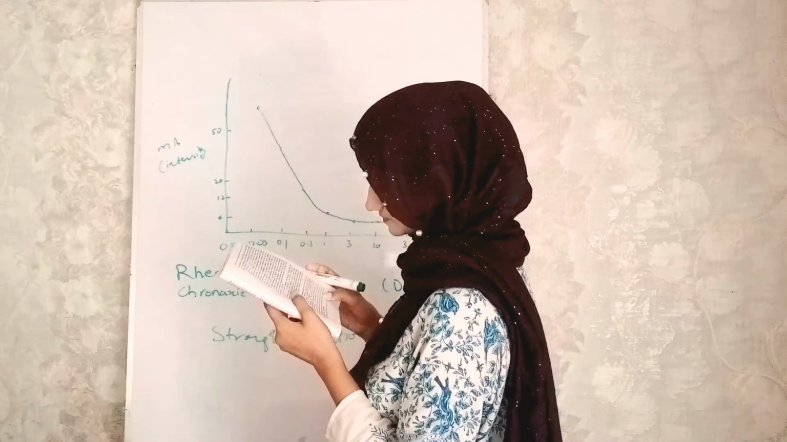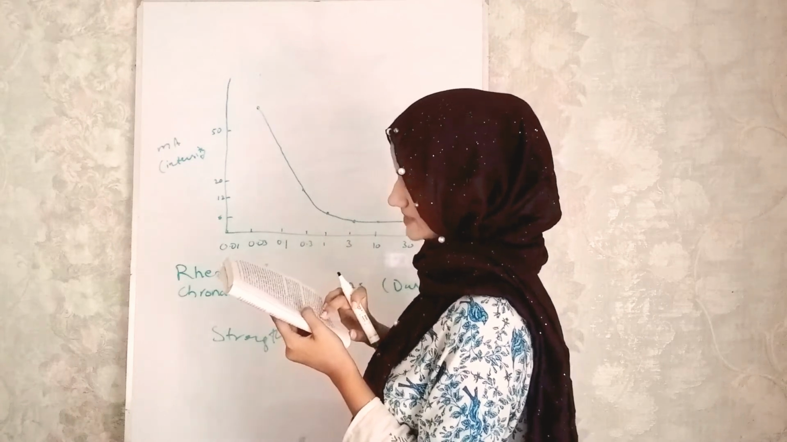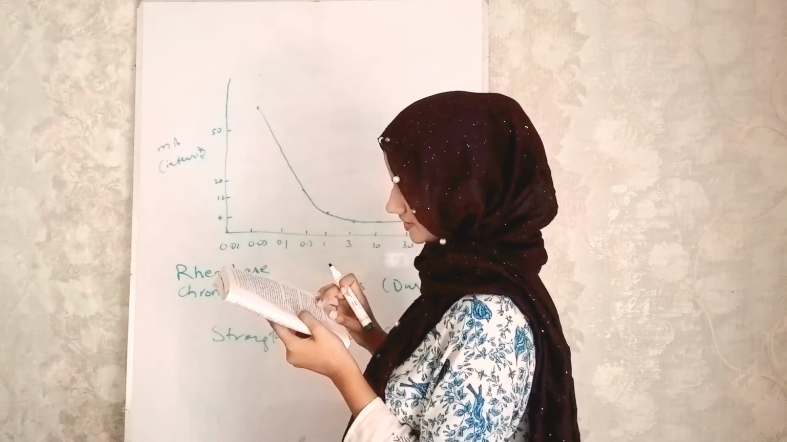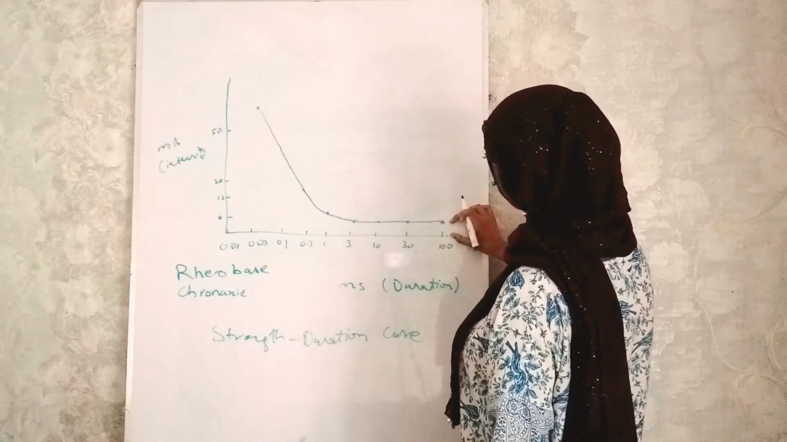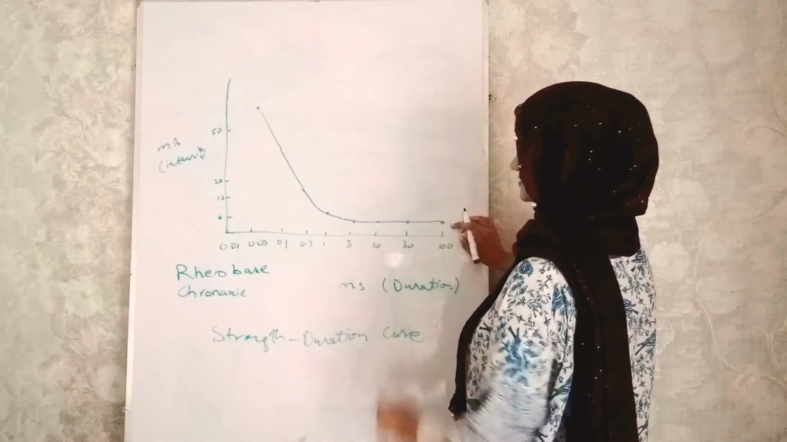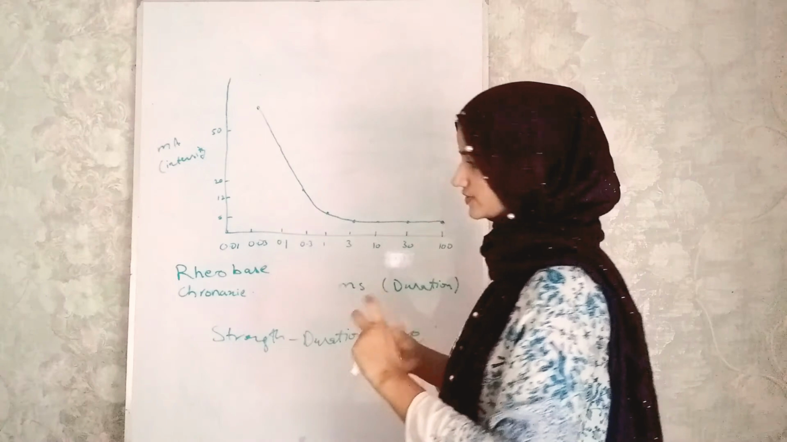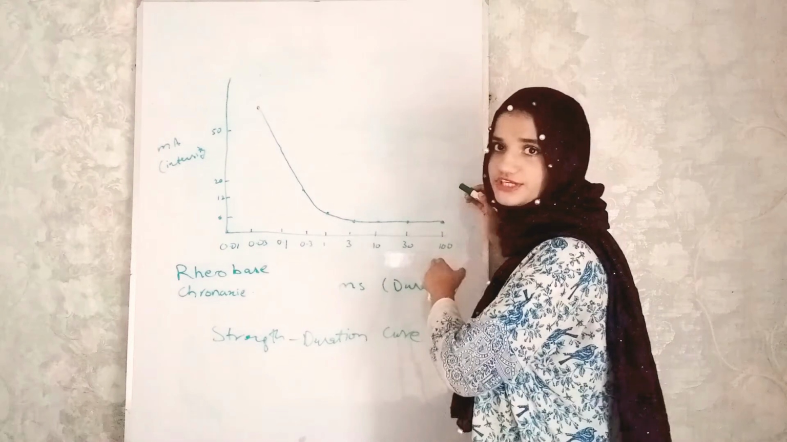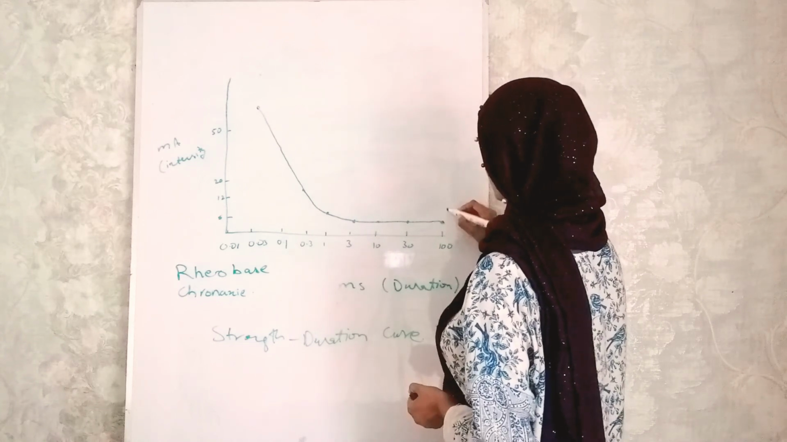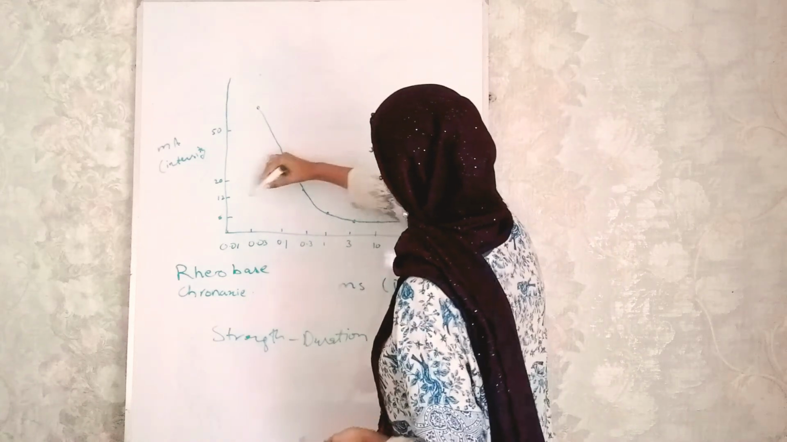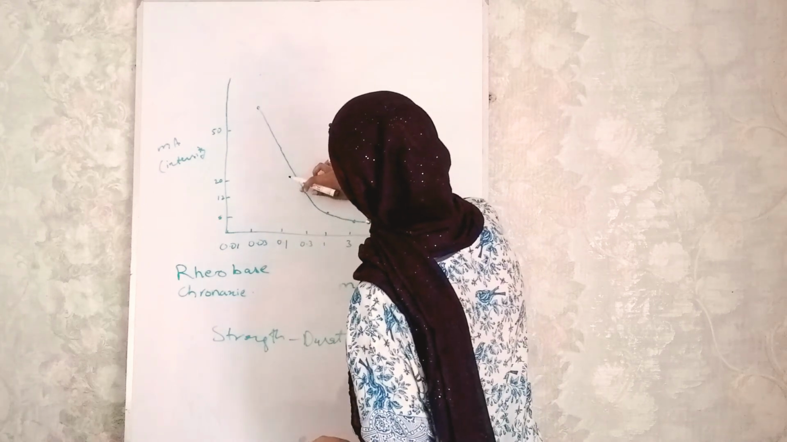What is Chronaxie? Chronaxie is the minimum duration of the impulse that will produce a response with the current double of the Rheobase. So for example, this was the intensity of the current which was produced by the Rheobase, and it was 6. And in the Chronaxie, the intensity of the current is doubled, and it is doubled at the point of 12. So it is double at the point of 12.